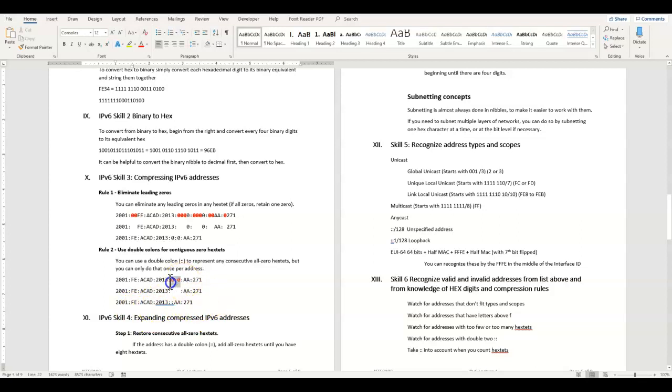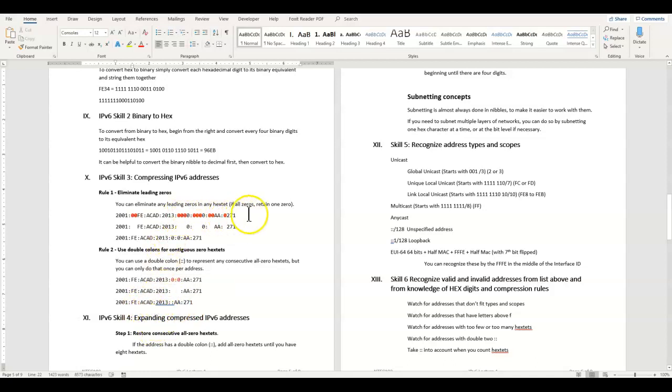So by removing these double zeros and putting a double colon in its place, I have now compressed this to its smallest possible value. Now do note that if I had another 0 in here somewhere, let's say I had a 0 in this spot, I would still have to put a 0 there. I can't put the double colon, so I would still have to have at least a 0 in order to designate that that was a 0 hextet.